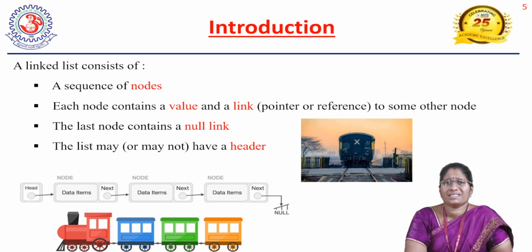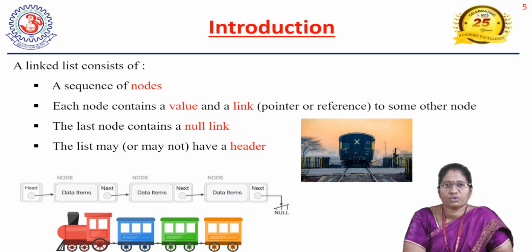The last node in the list won't have a link part, because after that there is no node, so we make it a null link. In the train, the last compartment is marked with a cross, which means there is no joining to a next node. We put a null link. After that, the list may or may not have a header. Sometimes a train has an engine, sometimes not. Like that, a list sometimes has a header and sometimes it may not.